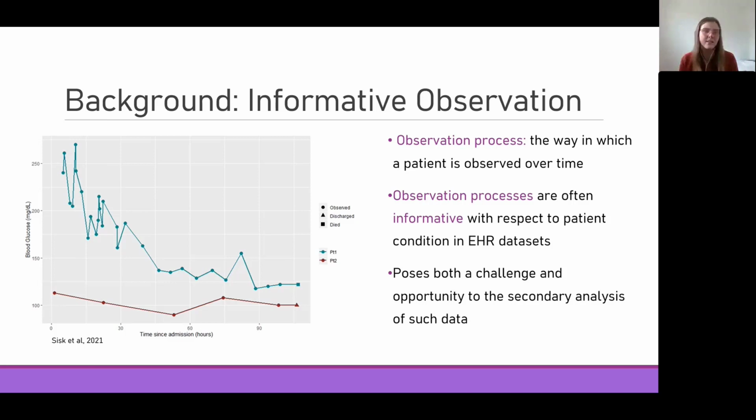So hopefully we can start to see that the way in which these people were observed was not only informative about what we observed, so the blood glucose measures themselves, but also about what happened in the future, so about their prognosis and their risk towards the end of that admission. So this notion of informative observation again poses both challenges and opportunities to the secondary analysis of electronic health record data. It's a challenge because if we don't think about it carefully, it can introduce some really unexpected results and introduce biases into our analysis. But I like to see it as an opportunity in that we can actually start to draw additional information about patient condition that isn't explicitly recorded elsewhere in the record.